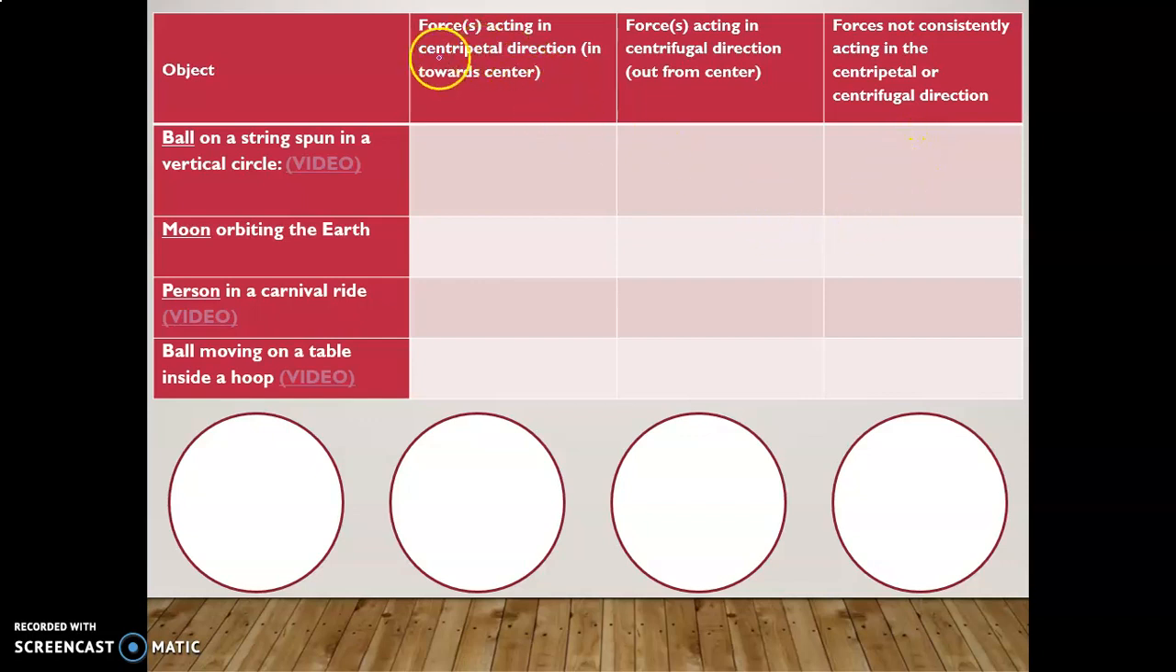And just to keep in mind, these words centripetal and centrifugal, you want to really use those as describing directions, just like left, right, up, down, forward, backward. Centripetal and centrifugal are directions, and that's the best way to use them. Alright, let's start by watching a video of a ball on a string being spun in a circle.